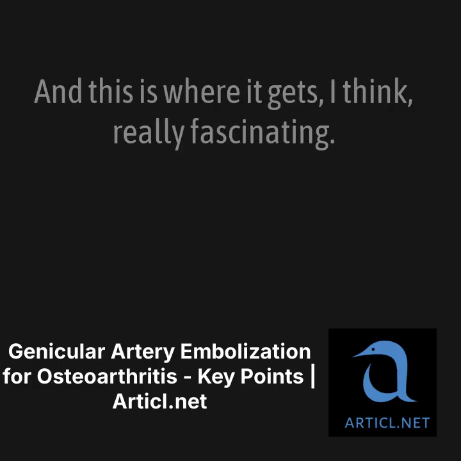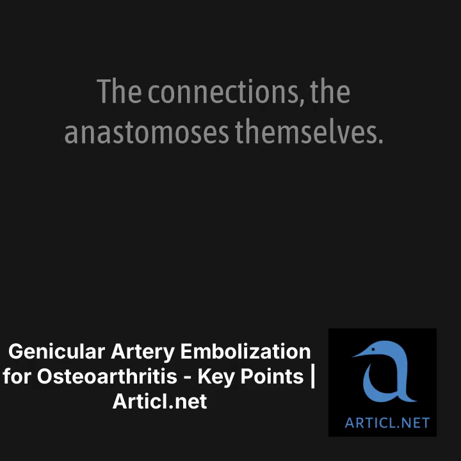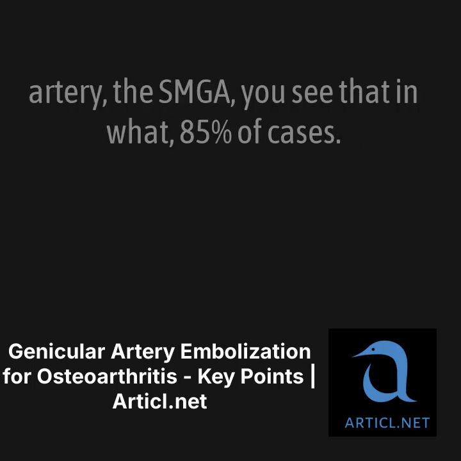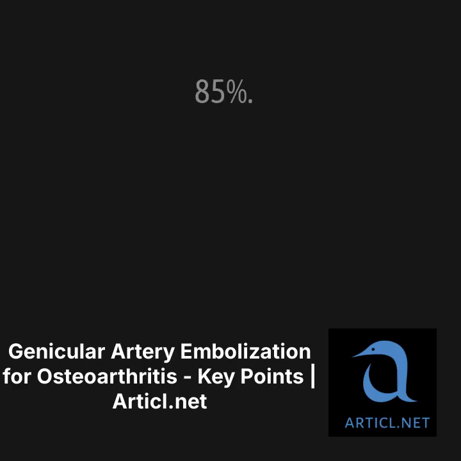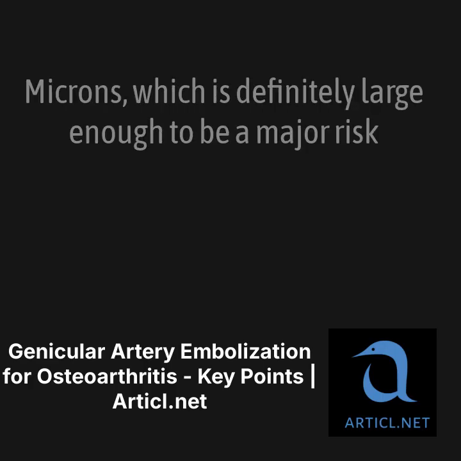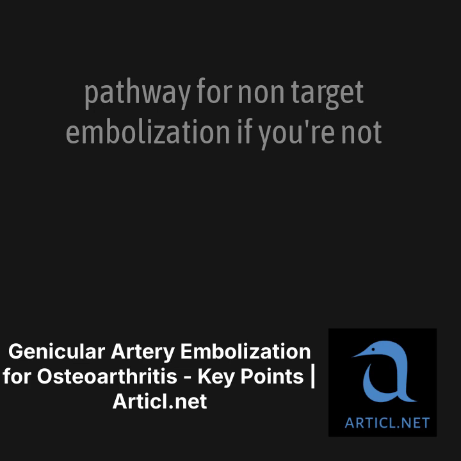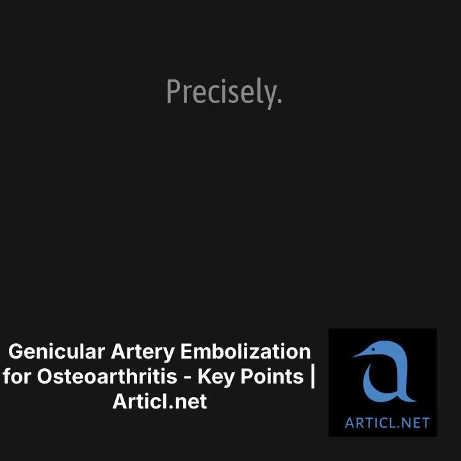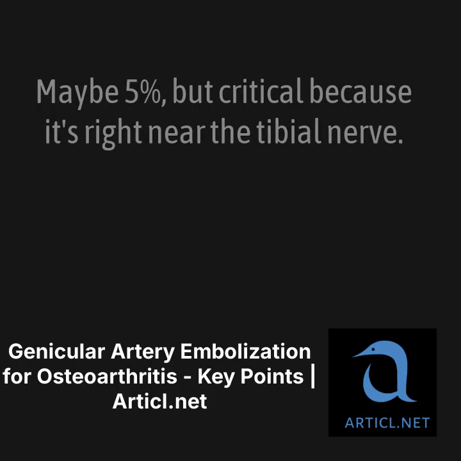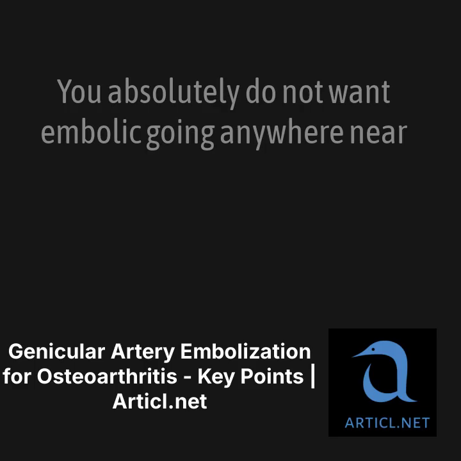Okay, and this is where it gets really fascinating, the connections, the anastomoses themselves. Yeah. That link between the DGA and the superior medial genicular artery, the SMGA, you see that in 85% of cases? 85%. It's incredibly common. And the average size is around 850 microns. Which is definitely large enough to be a major risk pathway for non-target embolization if you're not careful. Precisely. And there are others, too, like the connection between the inferior medial genicular artery, the IMGA, and the medial sural artery. Less common, maybe 5%. But critical because it's right near the tibial nerve. You absolutely do not want embolic going anywhere near there.